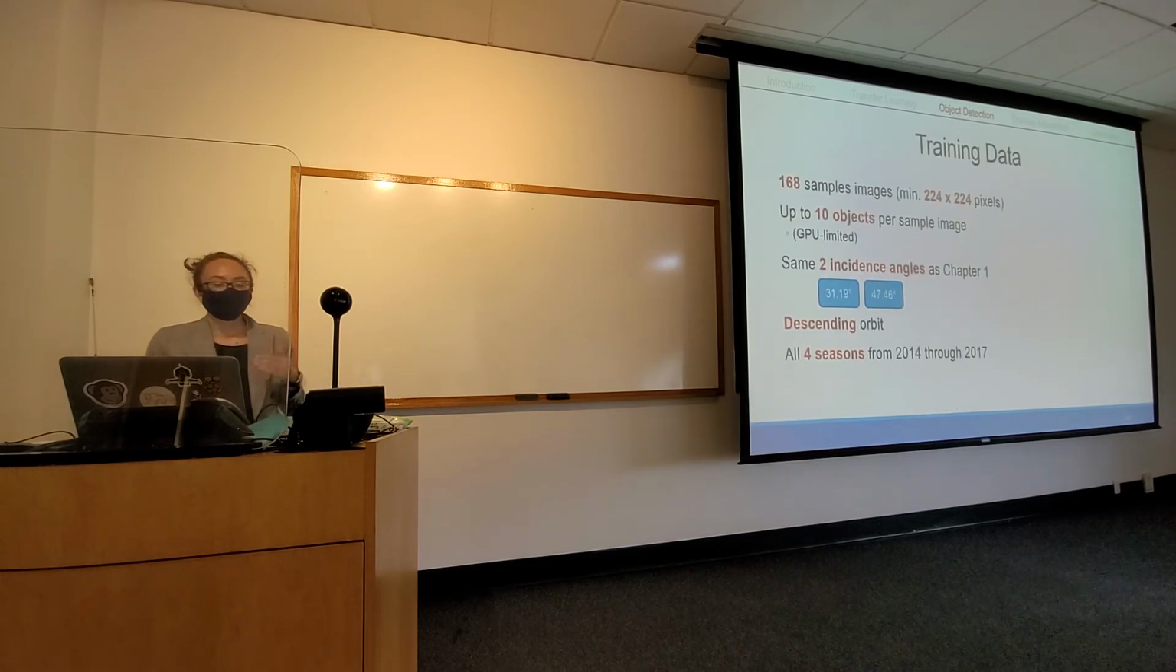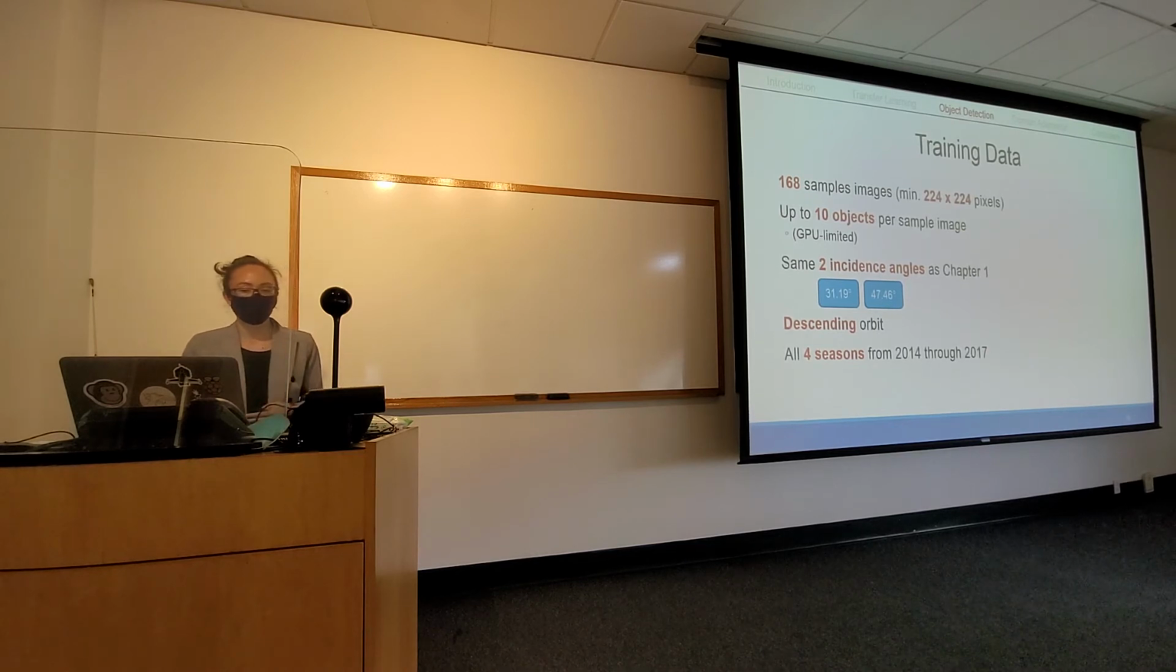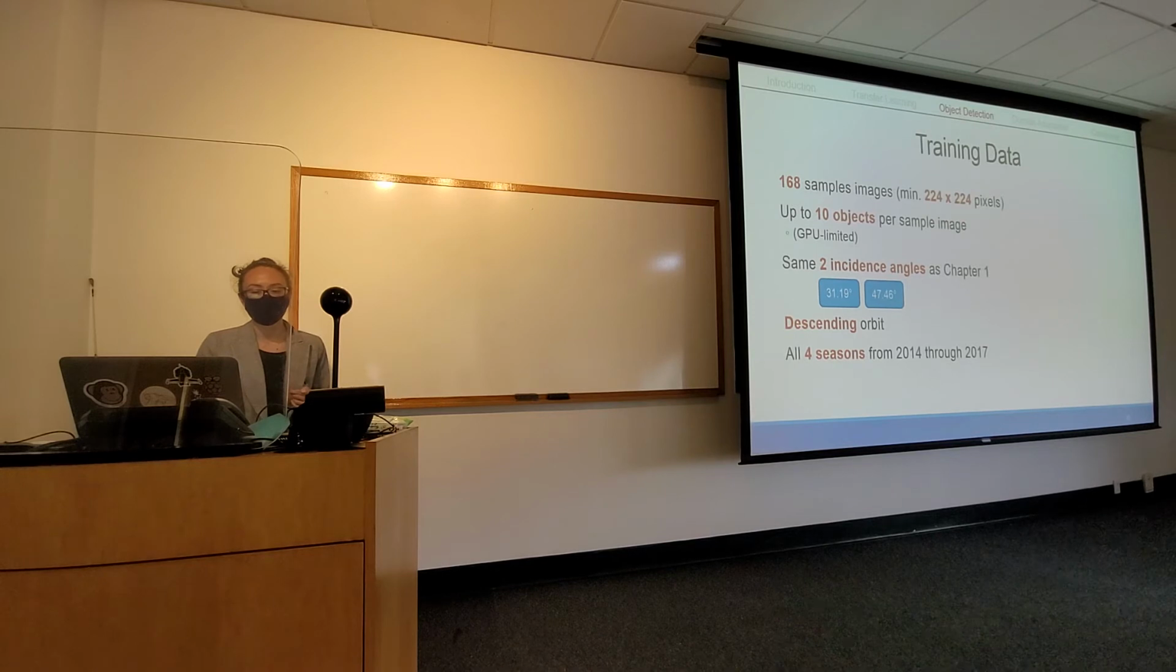And it uses a slightly different training data set than what I used before. These are from different images than the ones I had before, but they're of the same airports and with the same incidence angles. So I'm looking at 168 sample images. I am limited to about 10 objects per sample image because of my GPU capabilities. And I use the same locations as before.